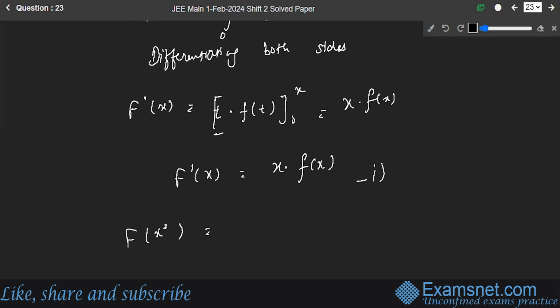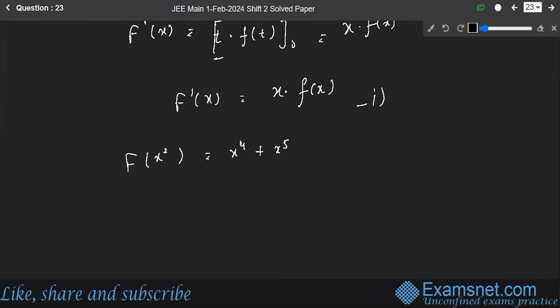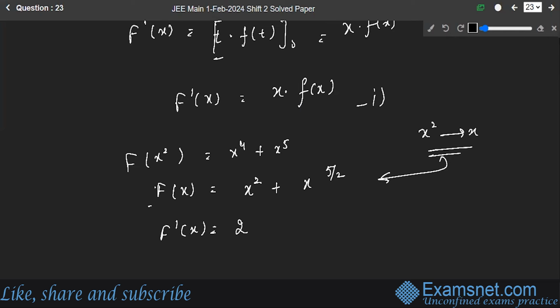Also, f(x) square is equal to x power 4 plus x power 5. This is given in the question. Let's check. Yeah, x square is equal to this. And again, if I convert it into f(x), this will be equal to f(x) square plus f(x) raised to power 5 by 2. If I reduce this changing x square to x, you will get this expression, correct? Now f dash x from here, differentiating this, will be 2x plus 5 by 2 into x power 3 by 2. Let's say this is 2. So this is f dash x, this is also f dash x.